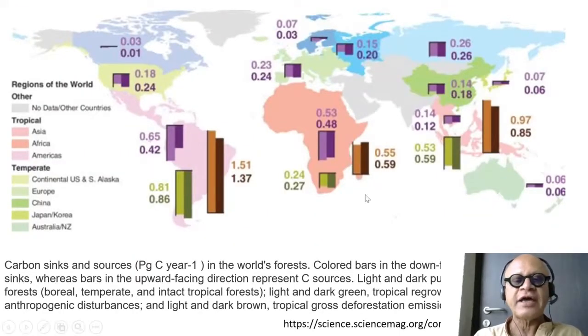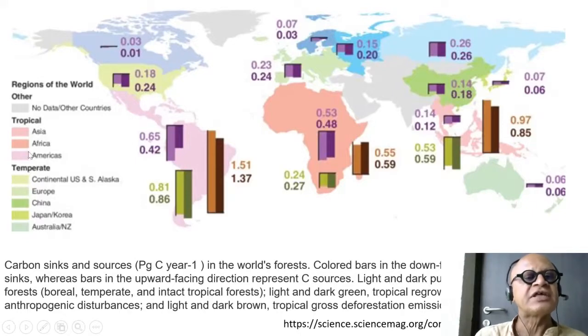Just to take a look at the estimated sources and sinks of carbon, I took this figure from this paper in Science, showing these histograms. When they are pointing downward like this, they are sinks, and when they're pointing up like this, for example here and here, they are sources. Okay, so light and dark purple, globally established forests. So you have boreal, temperate, and intact tropical forests being shown here.